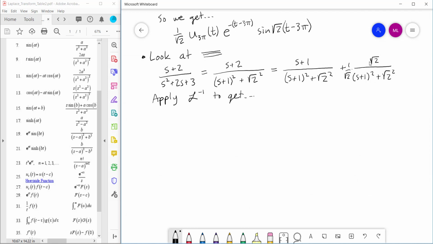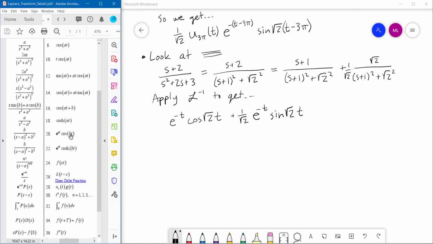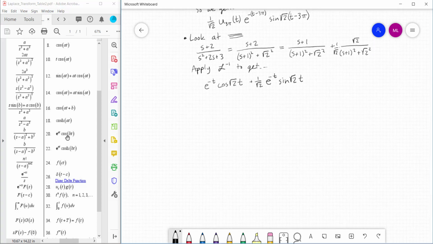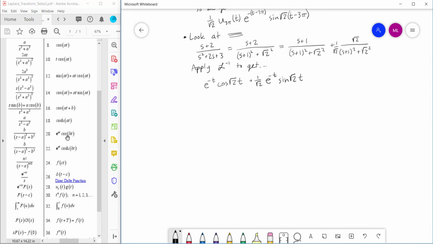that first term is just going to be, we just did it, it was e to the negative t cosine of root 2t. So that's what this one's going to go, and it just has a coefficient of 1 because this had a coefficient of 1. And then plus 1 over root 2 times what does this one inverse transform to? That was also one that we just did. It was e to the negative t times the sine of root 2 times t. So again, lines 19 and 20 in our table are the ones that I just used. So we've now got all the pieces that we need, and we can put together our full solution.